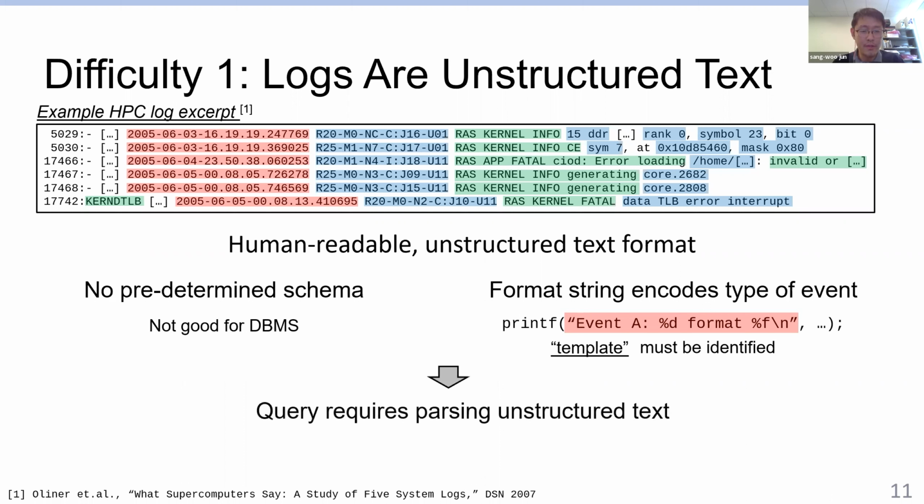Which means if you want to do queries into unstructured logs, then it requires parsing unstructured text. And this is a very performance-intensive task. So that's difficulty one, that's hurdle one.